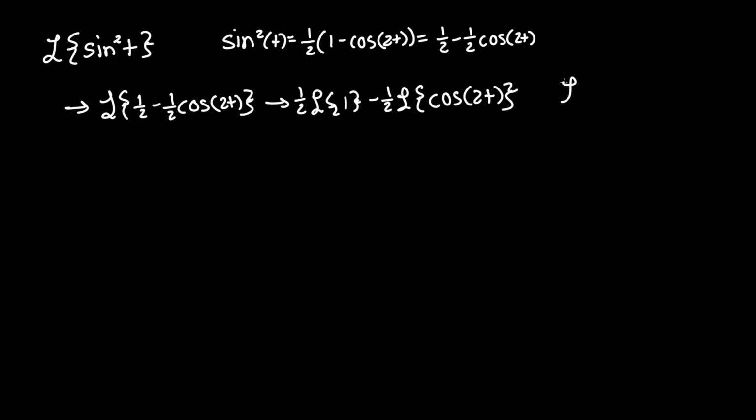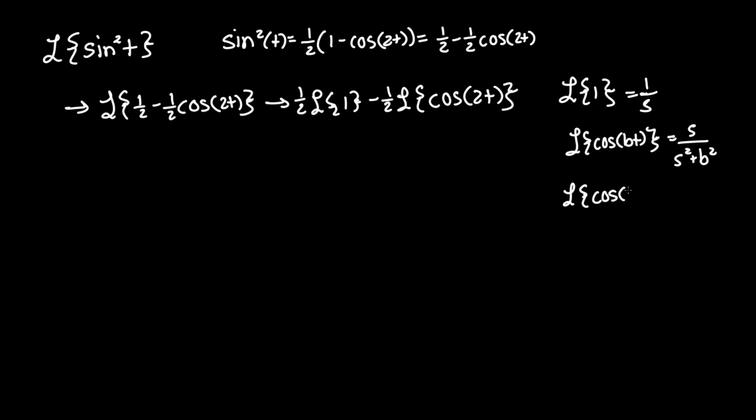We know from our table, Laplace of 1 equals 1 over s, and Laplace of cosine of bt, where b is any constant, equals s over s squared plus b squared. In our case, we have Laplace of cosine of 2t, so we can let b equal 2. So it becomes s over s squared plus 4, or 2 squared.